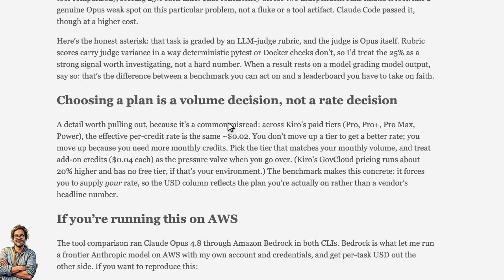And the fix is to say so plainly. The repeated failure across 2 runs is more than judge noise would predict, so I treat the score as a strong signal worth investigating, not a hard number. When a result rests on a model grading model output, disclosing it is the difference between a benchmark you can act on and a leaderboard you take on faith.